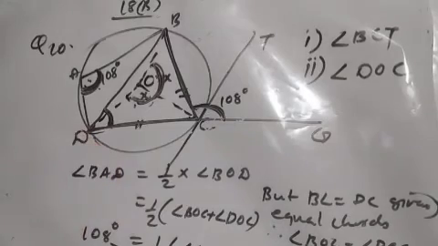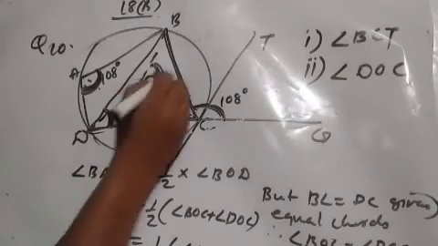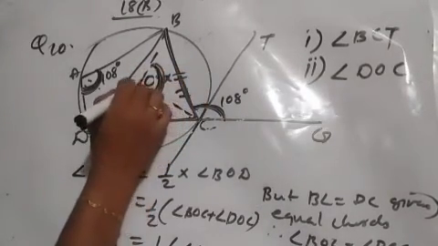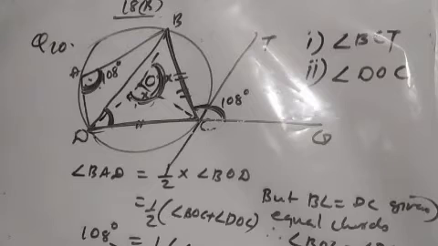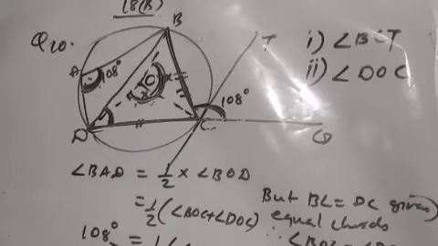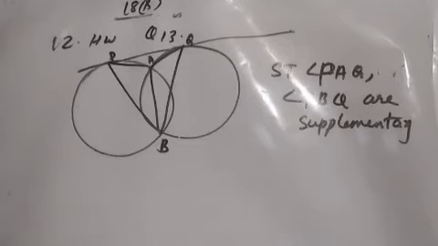It is given DC and BC are equal. That means they subtend equal angles at the center. These are all theorems we applied in the same question. So you must learn all the theorems. Okay. And you have to apply that in the questions. Do question 12 as homework.